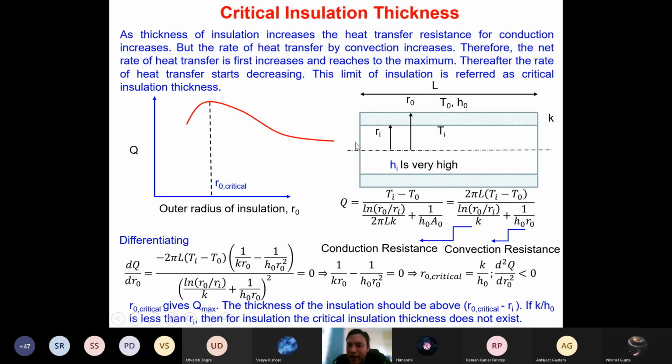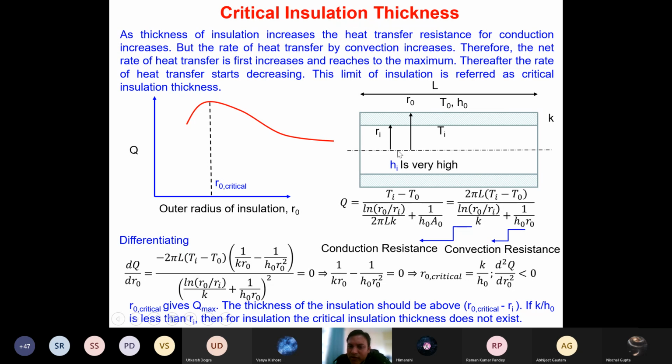Okay, so now let's look at this pipe flow here. We can write down the heat transfer equation here. Q will be given by what? Delta T divided by the conductive resistance, which will be given by ln(R0/Ri) divided by 2πLk, isn't it? And what will be the convective resistance outside here?